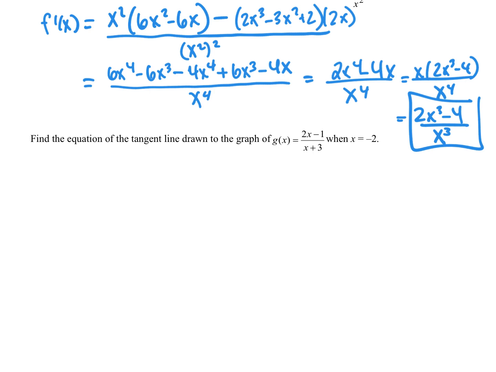What two things do we need to write an equation of a line? Point and slope. The point will be g at -2. That's pretty easy to find, right? Just plug -2 into g. So we'll have -4 minus 1 over -2 plus 3, which is -5 over 1, or -5. So there's your point.